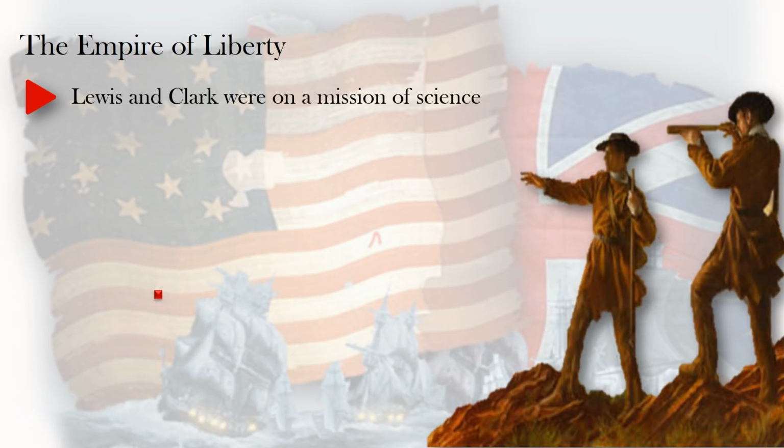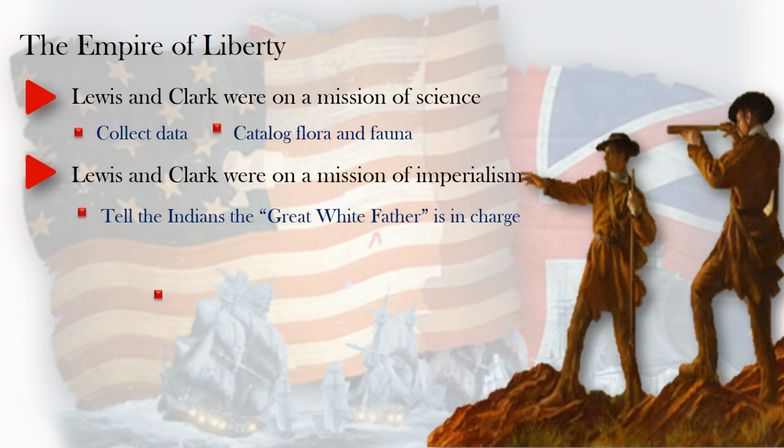Well, Lewis and Clark are on a mission of science. They were charged with the collection of scientific data, which Lewis recorded in his journals. They were charged with the cataloging of trees, of flora and fauna, and Lewis and Clark both made extensive notes on these in their journals. They were also on a mission of imperialism. They were to inform the Indians that they encountered that the Great White Father, who lives in Washington, D.C., is now in charge, that their land has fallen into his domain, and they're going to have to get used to those ideas. And they were also told to identify possible locations for military bases.